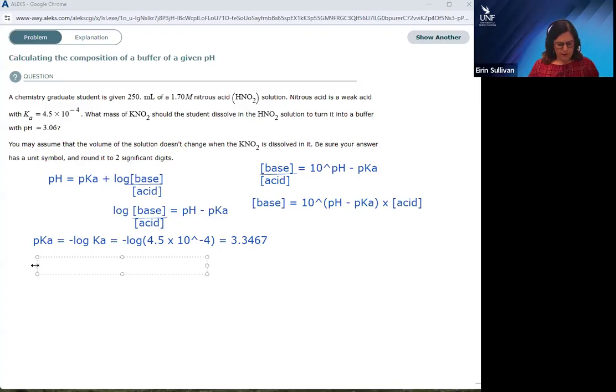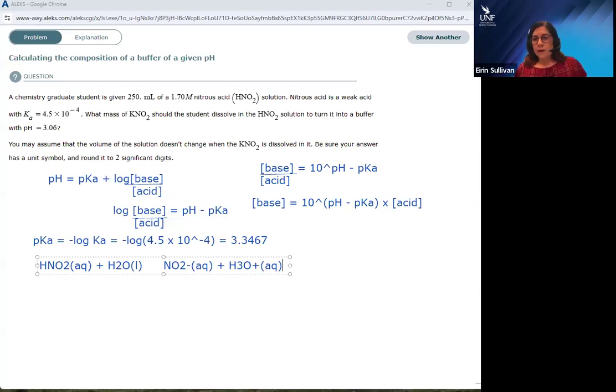And just to remind you, we have a weak acid, nitrous acid. So its ionization reaction with water is going to produce the conjugate base, the nitrite anion. So when I'm talking about conjugate base, in this case, that is what I'm talking about. And then the water will accept that proton to form hydronium. So this is our equilibrium that we're describing for our weak acid component of our buffer.